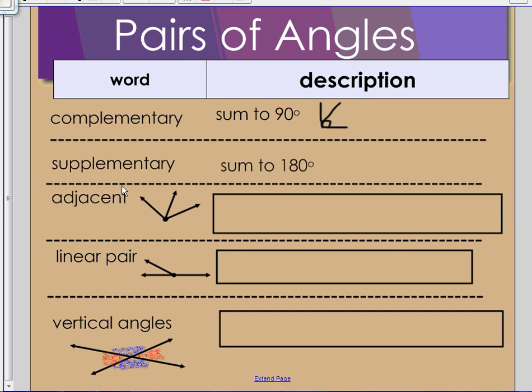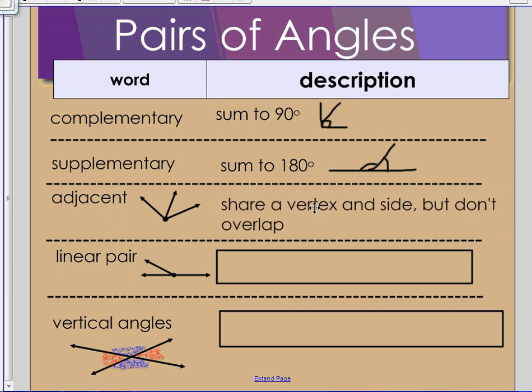Supplementary angles make a sum of 180 degrees. So if I have a straight line and I have an angle right here and an angle right here, those two angles would be considered supplementary.